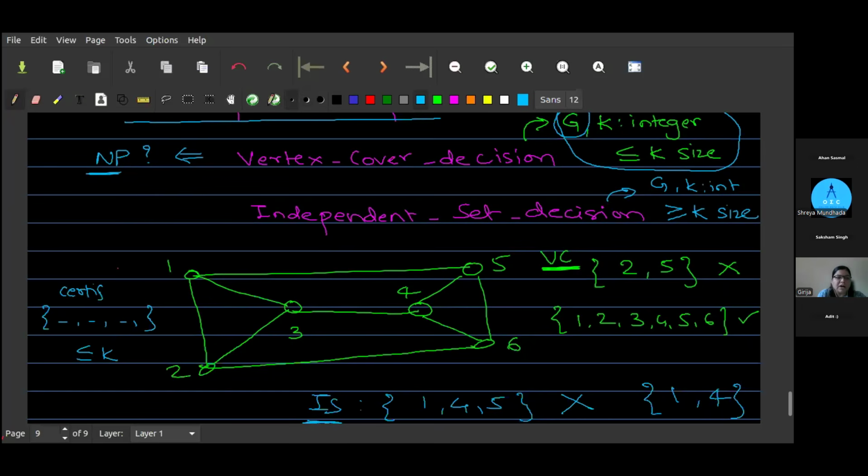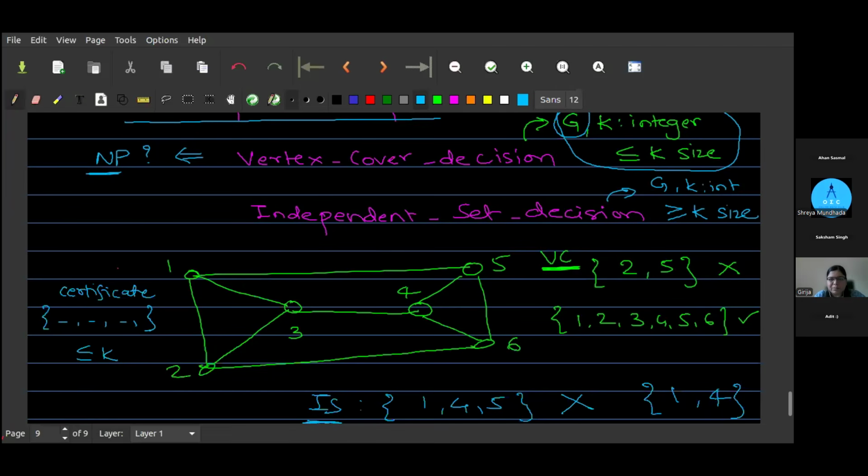Yeah, in the certificate, you don't have to consider combinations. You will look at every edge. Like you look at 1, 3 and check whether 1 is there or 3 is there. At least one of them should be there. So you have to do a check for every edge. You don't have to consider all combinations of this certificate.